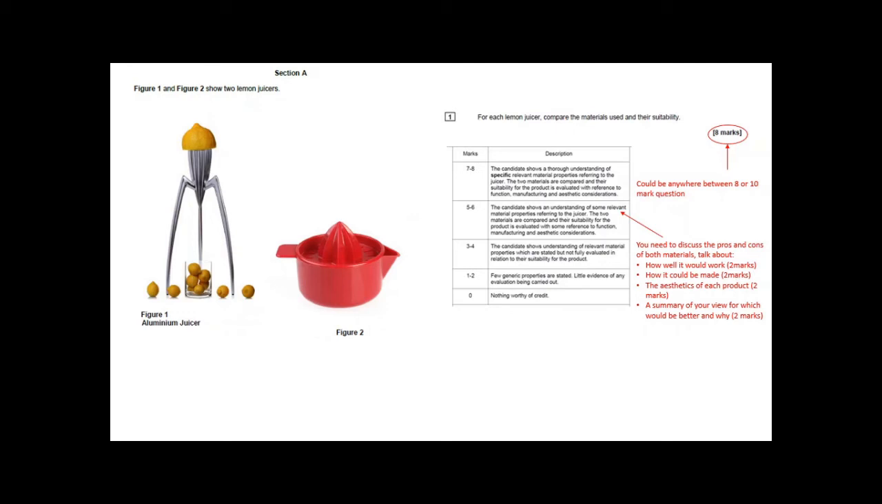Anything longer marked questions, if you're comparing or analysing 2 separate products, you need to have a summary at the end of your answer, which is generally worth about 2 marks.